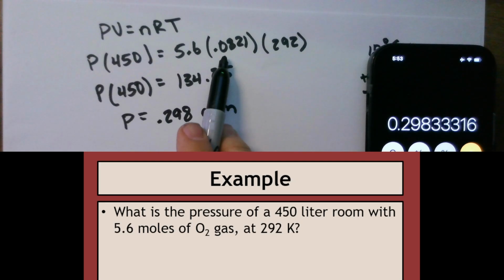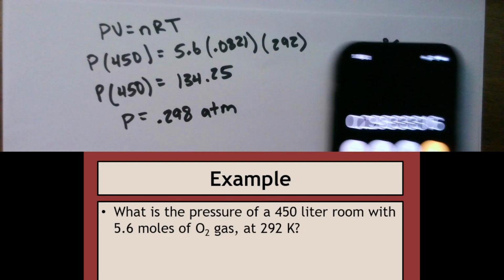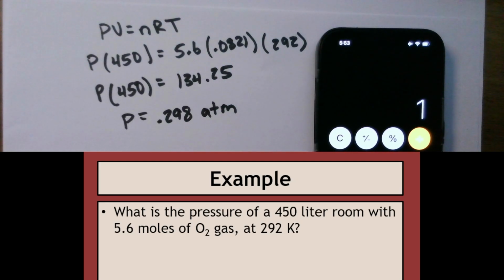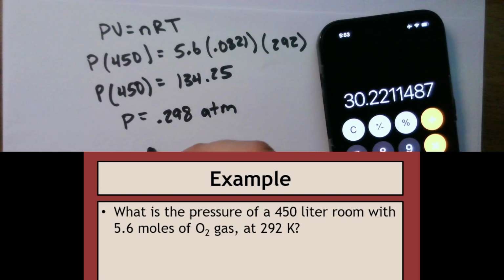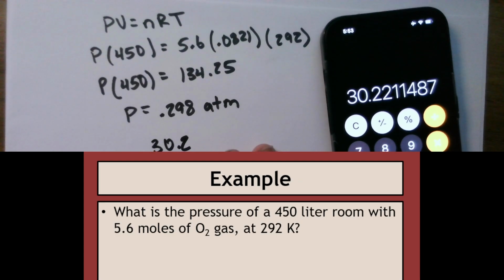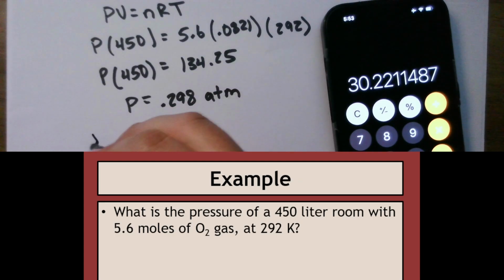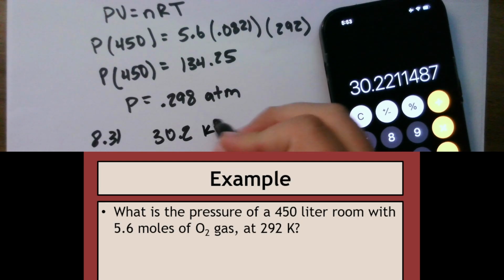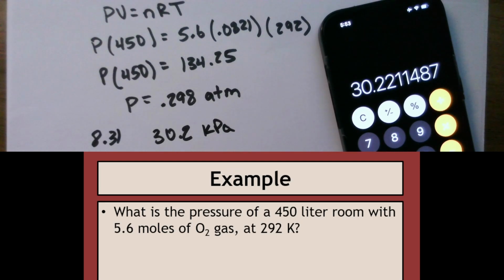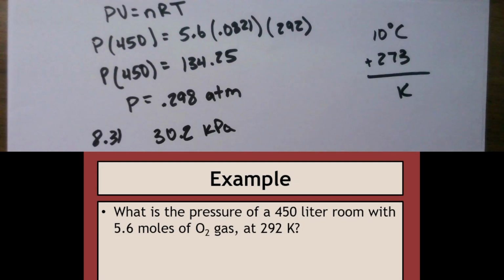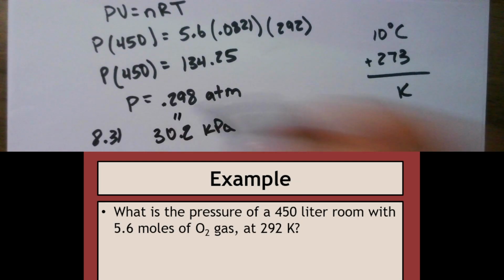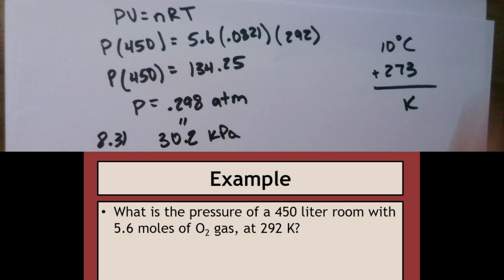If you would have chosen a different R, you would have gotten a different number. If you used 8.31 as your R, you would have gotten 30.2 kPa. And you would have gotten a different answer if you used that third one as well. But these are equivalent. They mean the same thing. So either answer is good.